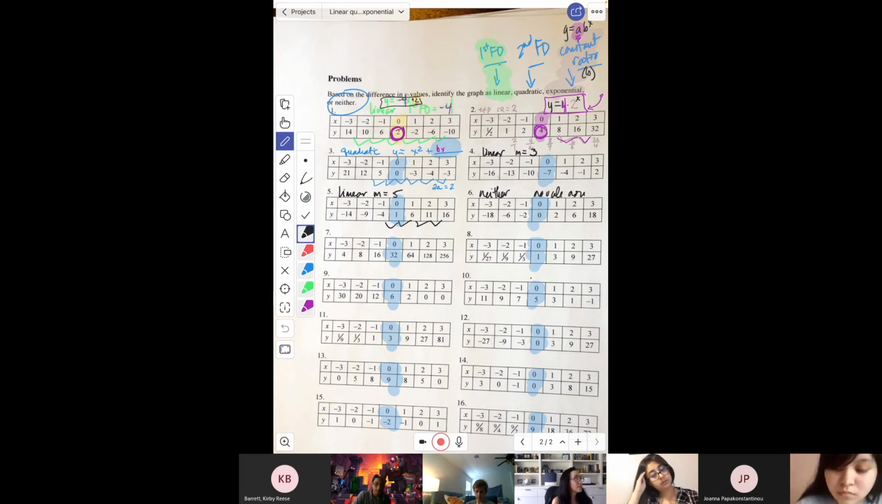Number 7, linear, quadratic, exponential, or neither? Exponential. And what was the base, our constant ratio? 2. Excellent. Number 8, linear, quadratic, exponential, or neither?